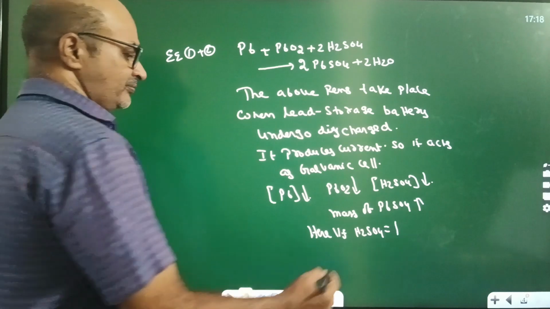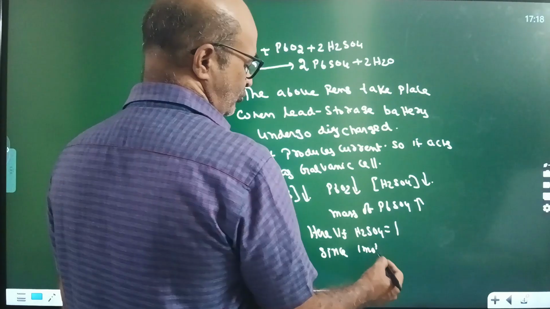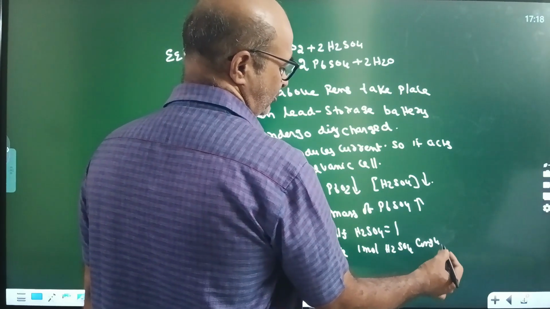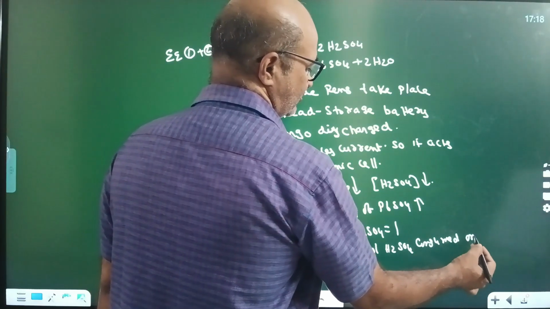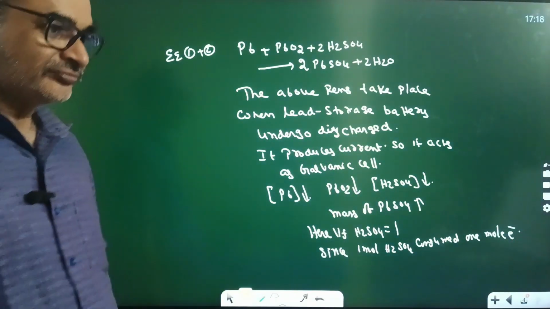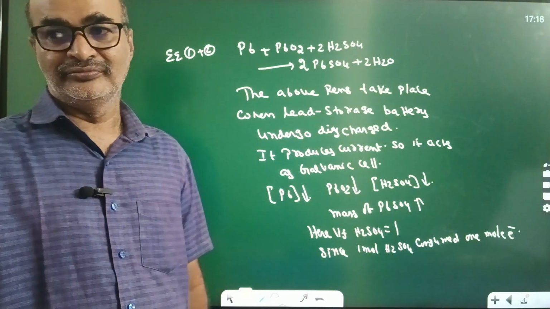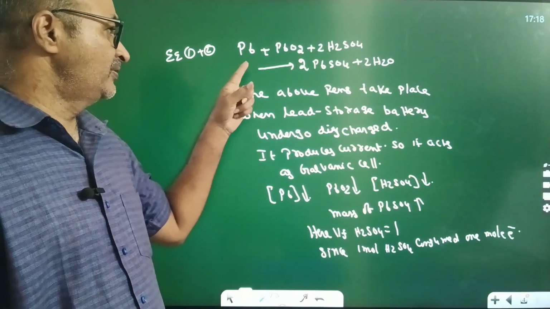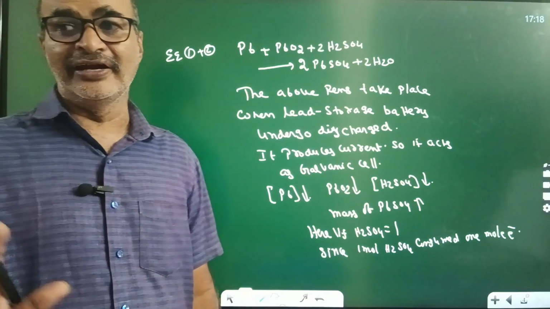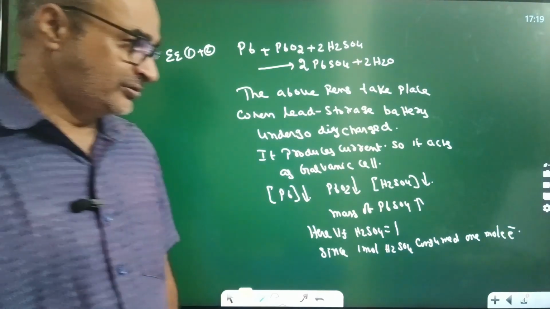So valency factor, since 1 mole H2SO4 consumed, 1 mole electrons. Okay, this is the lead storage battery. This reaction takes place when a lead storage battery undergoes discharge. When a battery is discharged, current is produced. Okay, please write down this.